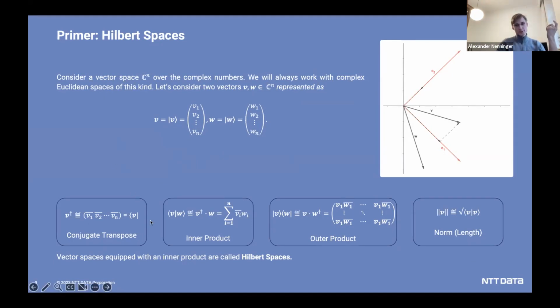What this allows you to do is define something called an inner product. The inner product is related to the angle between vectors. If two vectors are orthogonal, the inner product will be 0. If two vectors are perfectly aligned, the inner product will be maximized, related to the lengths of both vectors. Basically, the inner product is what you get when you squish together a bra and a ket.